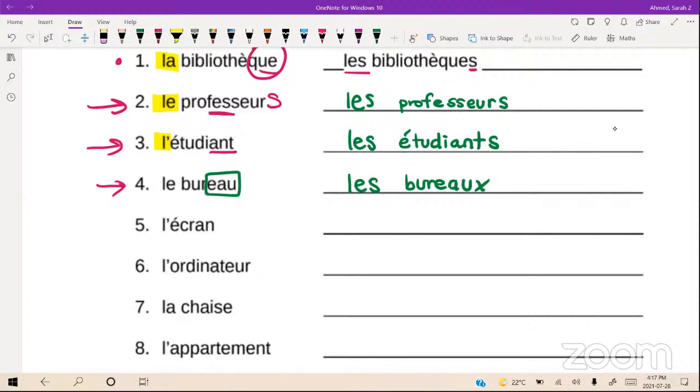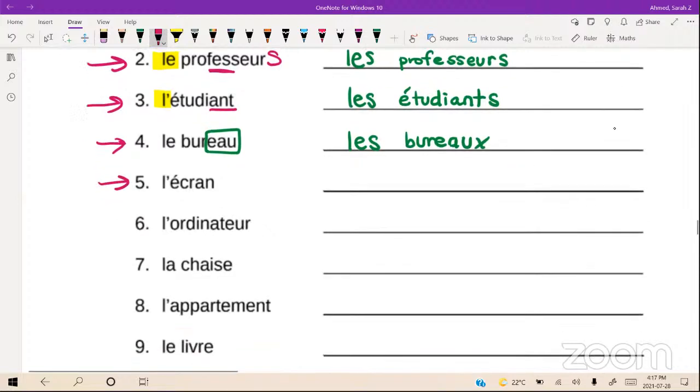L'écran. So first, what's the definite article? The definite article is LES, Lee. Very good. Les. And is it an exception or is it regular? Regular. Very good. So you can put in the chat what your answer is.